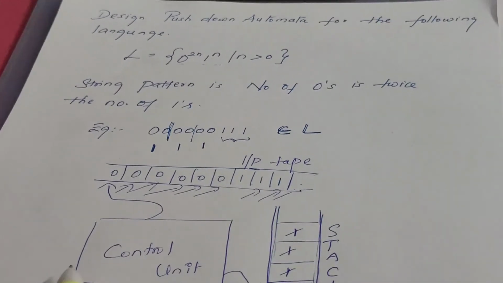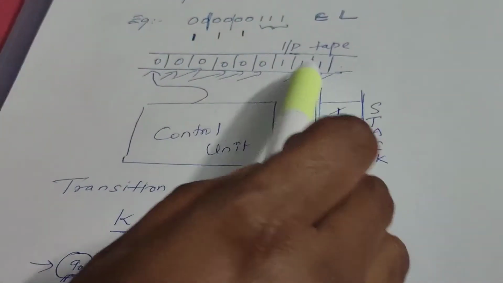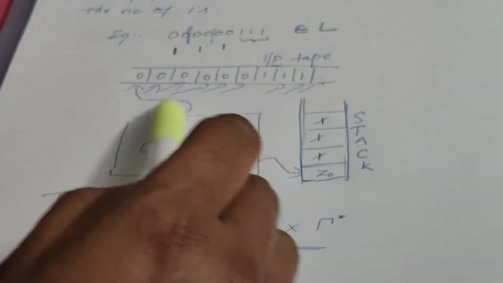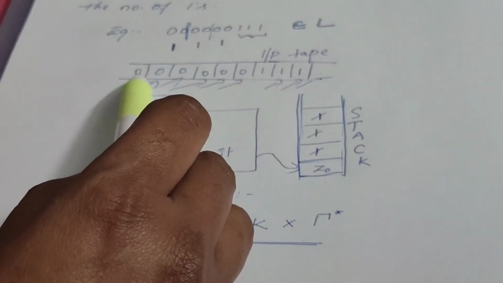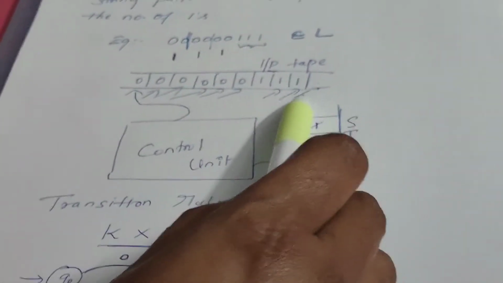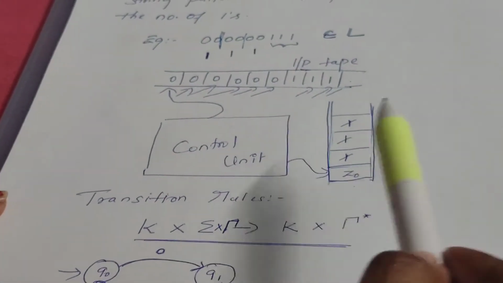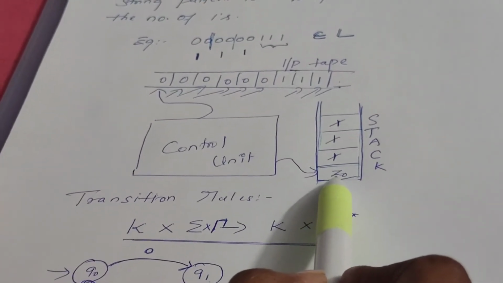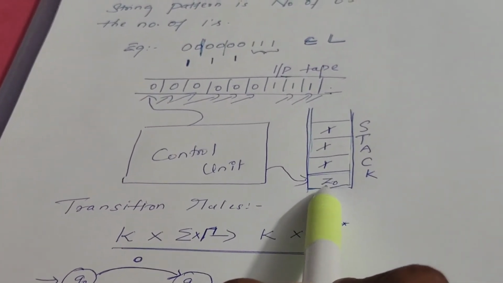I have just given the block diagram of PDA. There is an input tape. In the input tape, we have stored the string. We know that the control unit reads the string character by character from left to right. And there is a stack. The stack is empty. To indicate the emptiness of the stack, there is always Z0 at the bottom of the stack.